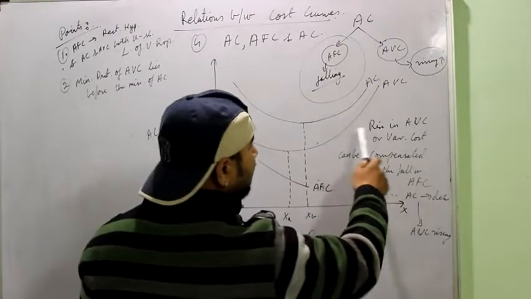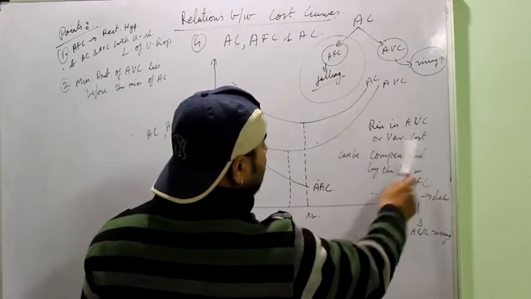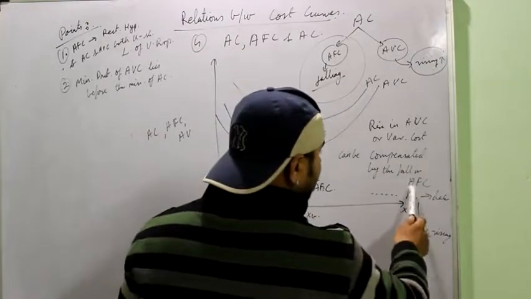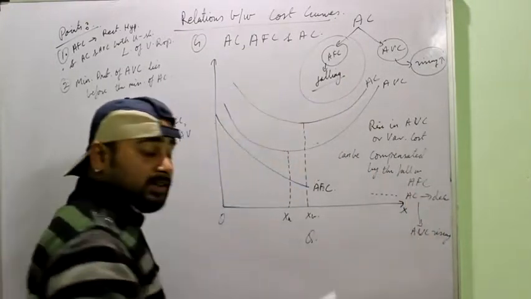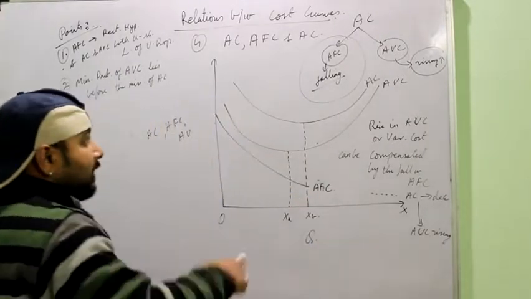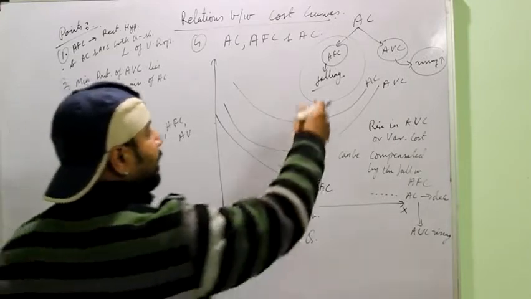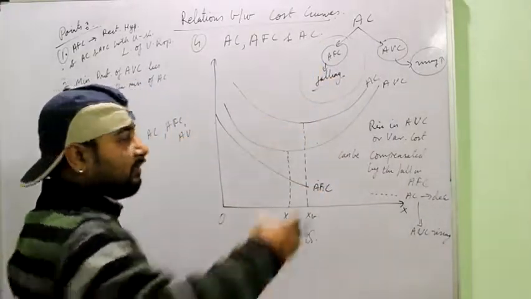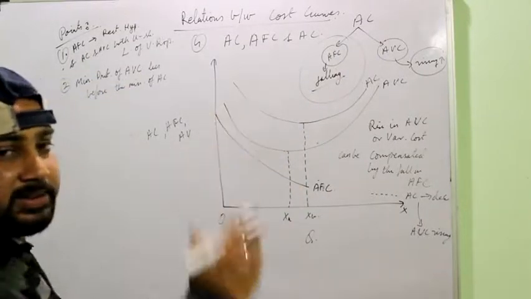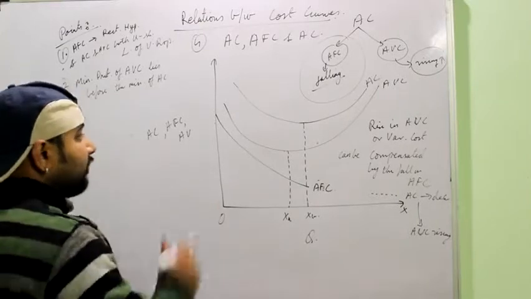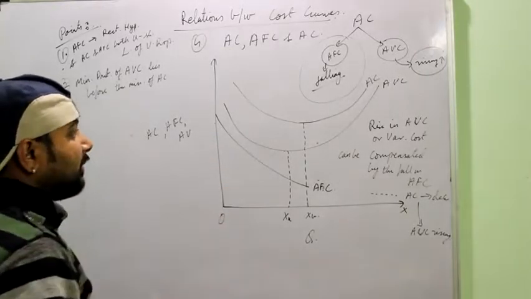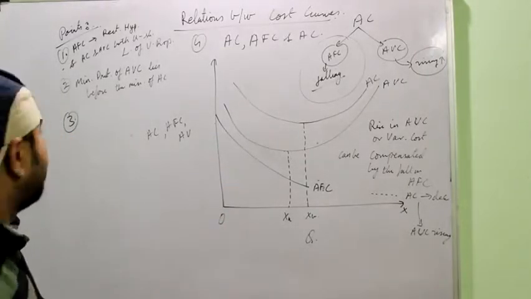Then you have to explain that till the time the rise in the ABC or the variable cost can be compensated, means can be fulfilled by the fall in the AFC, till that time, AC will keep on falling even when ABC is rising. Later on, as we have already done, this fall will go on decreasing while the rise will go on increasing. So after some time it cannot compensate. Then the AC starts rising. Very important thing, you have to put stress and understand it. Actually it is simple, don't think much. Understand the concept, apply it.